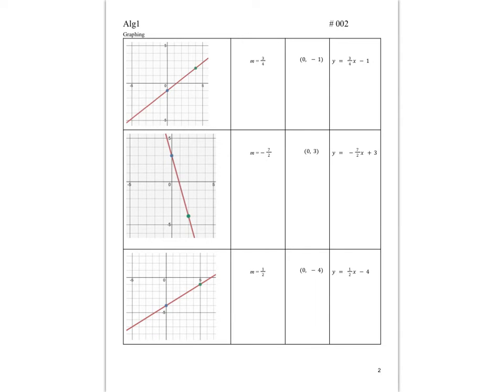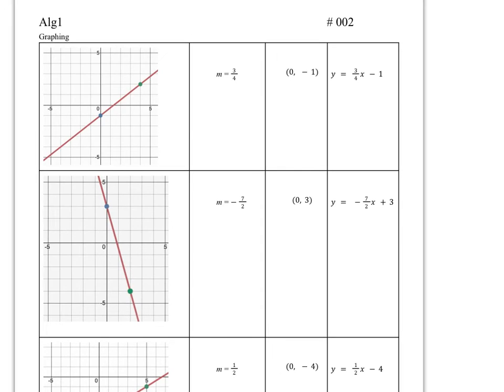So maybe your prediction was that the slope was always going to be next to x and the y-intercept was always going to be that other number. If that was the case, great prediction. If not, don't worry, you just heard it. So my slope of 3/4 is my x multiplier, and my y-intercept of (0, -1) is being added or subtracted at the end. This next problem had a slope of -7/2.